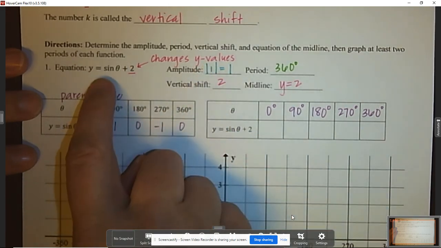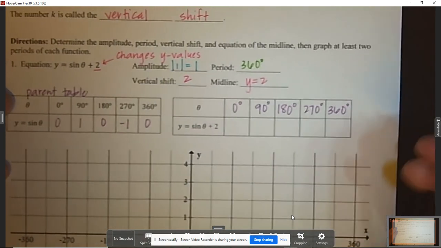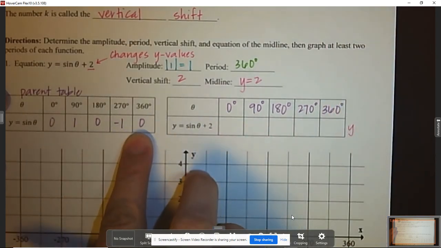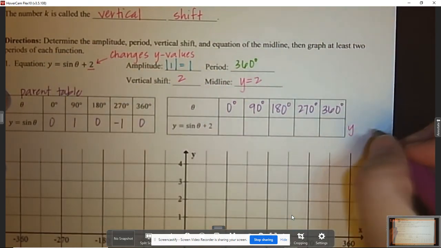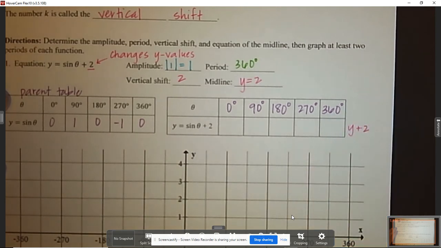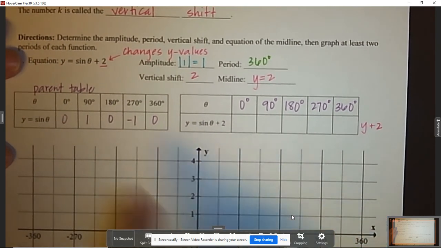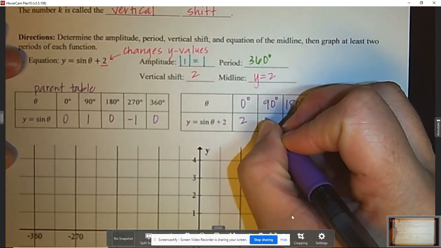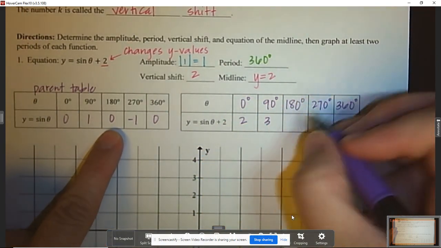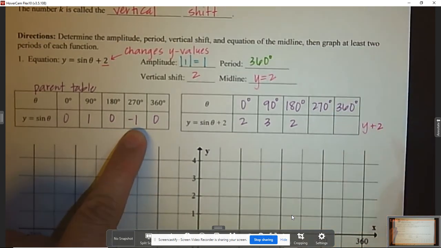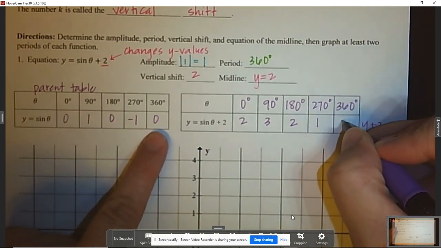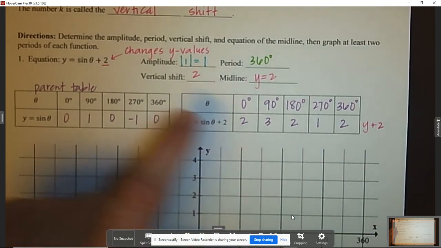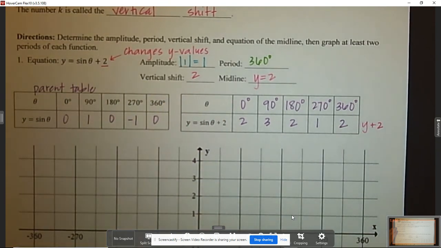Well, I don't have an a other than 1. So all I'm going to do is take my y values, my parent y values, and do whatever it says. I'm going to add 2 to that. So 0 plus 2 is 2, 1 plus 2 is 3, 0 plus 2 is 2, negative 1 plus 2 is 1, and 0 plus 2 is 2. So I take these y values and add 2, and that's because of this plus 2 on the end.